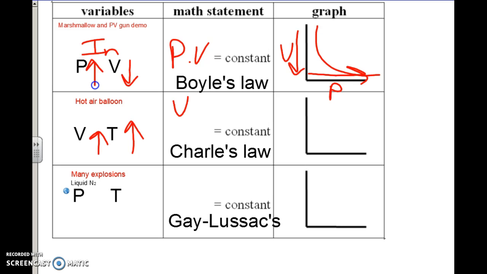In this instance, this relationship always gives you a constant. And since as one goes up, the other one goes up by the same amount, this is a direct relationship.